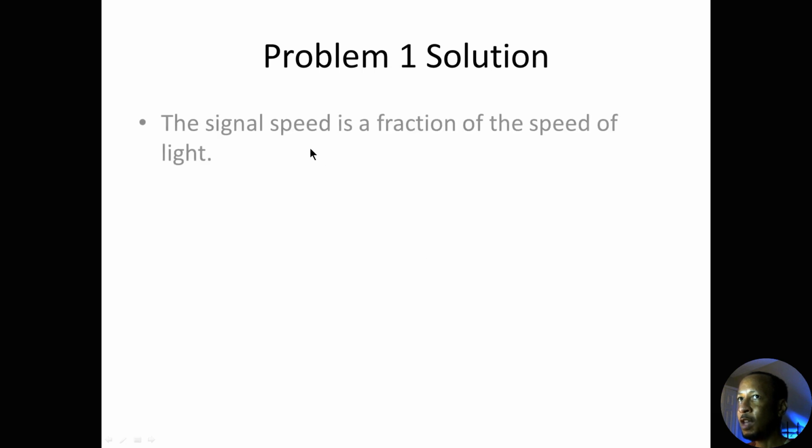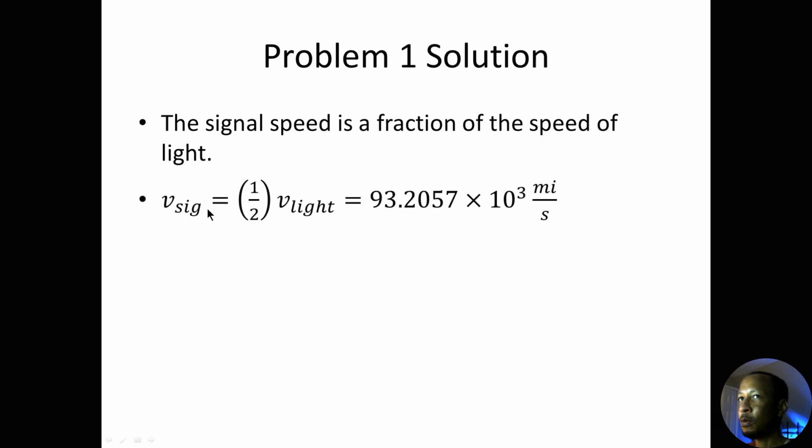So now that we have that, the signal speed is a fraction of the speed of light. So the velocity of the signal equals 1/2 times the velocity of light. And so that just gives us 93.2057 times 10 to the 3 miles per second. Okay, so that's the velocity of the signal.